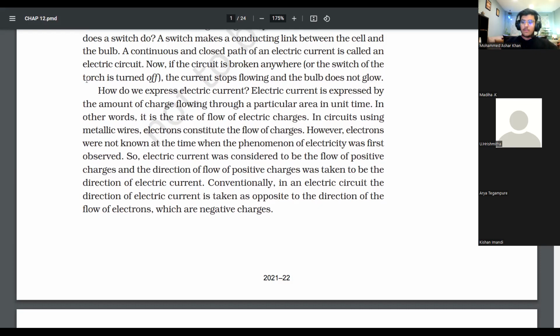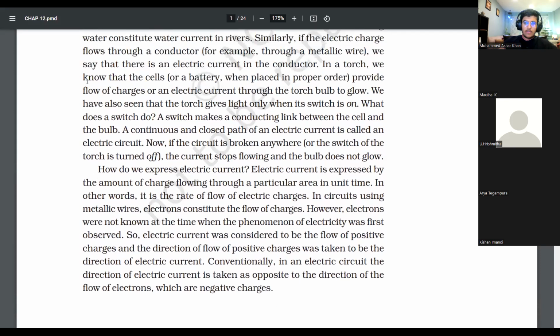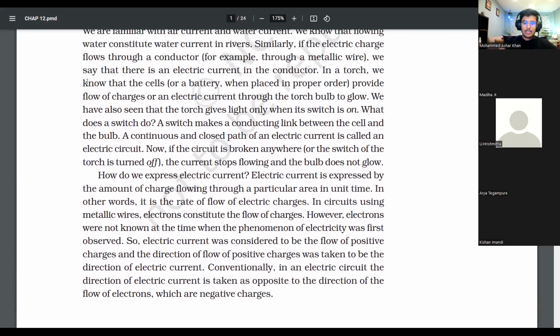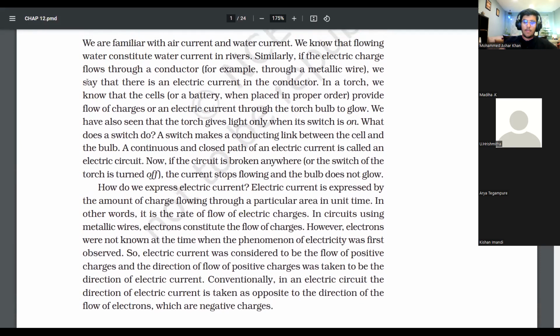Right, okay. So now that we know what an electric current is, we've also heard of electric circuits. Electric circuits are essentially what we can define as the path through which an electric current flows. A continuous and closed path of an electric current is called an electric circuit.